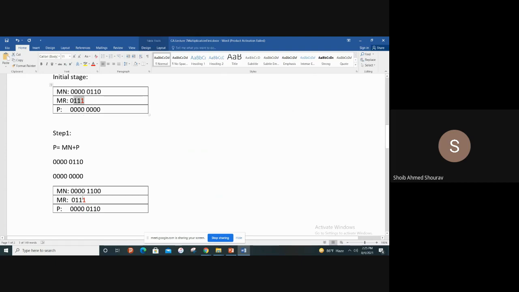And this was our multiplier, and we have to shift right that one. To shift right, we add a 0 at the left and remove the right-sided 1. So this is our new multiplier. So is it clear? Please respond.